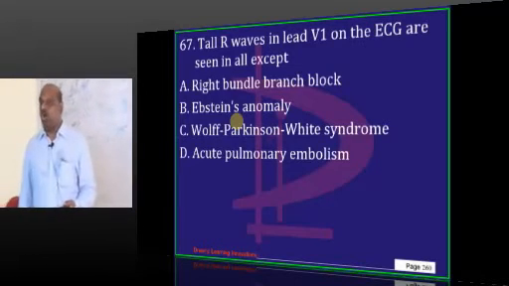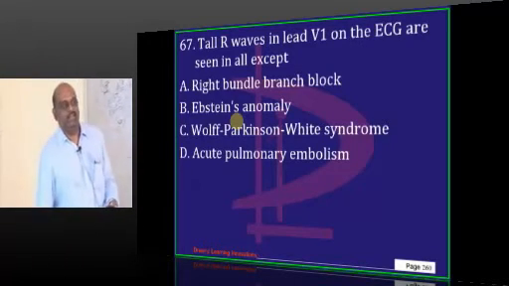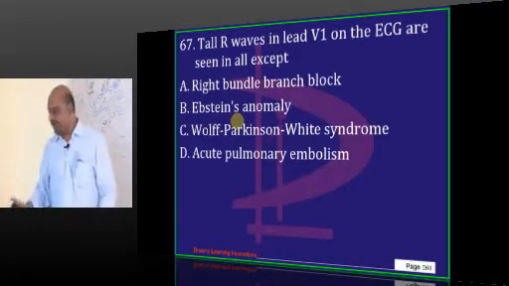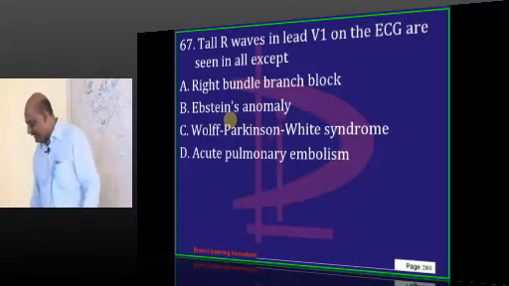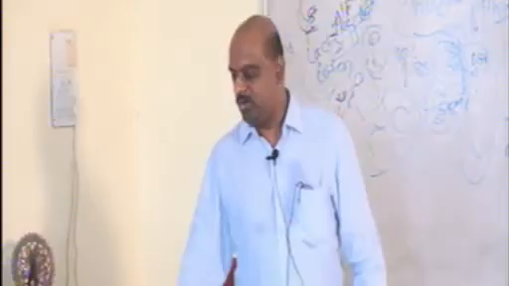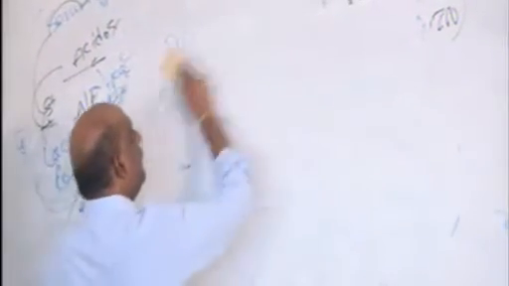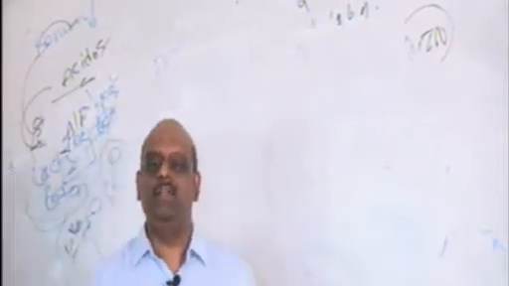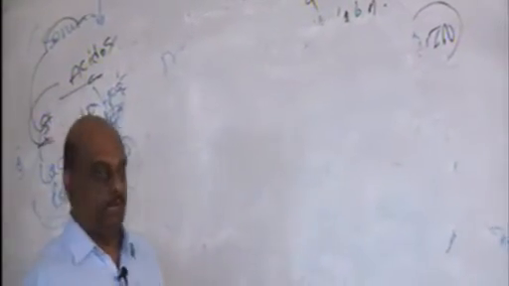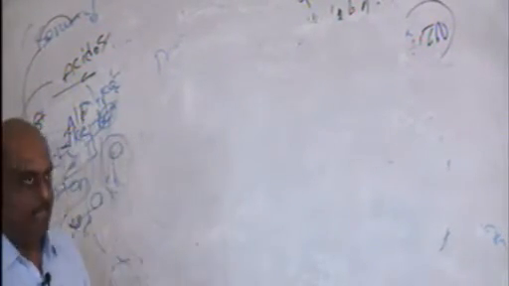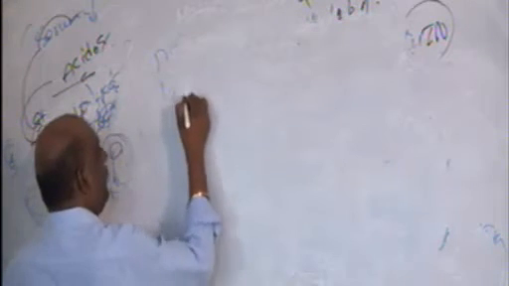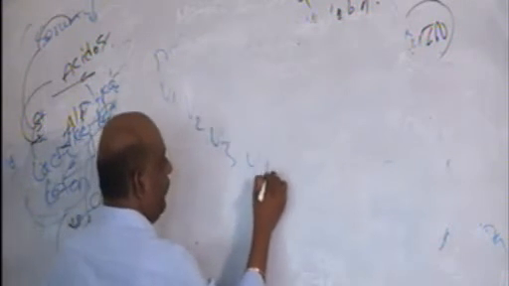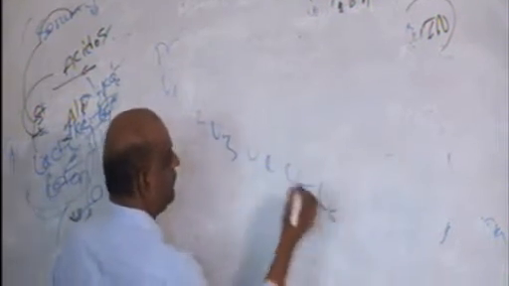Tall R waves in V1 on ECG, where do you see them, except where is the question. I need to throw a few sketches to make you quickly catch up with this concept, doctor. I will not talk about limb leads, AVR, AVL, AVF, 1, 2, 3, forget those, we will talk about this question. There are leads, doctor, called V1, V2, V3, V4, V5, V6.